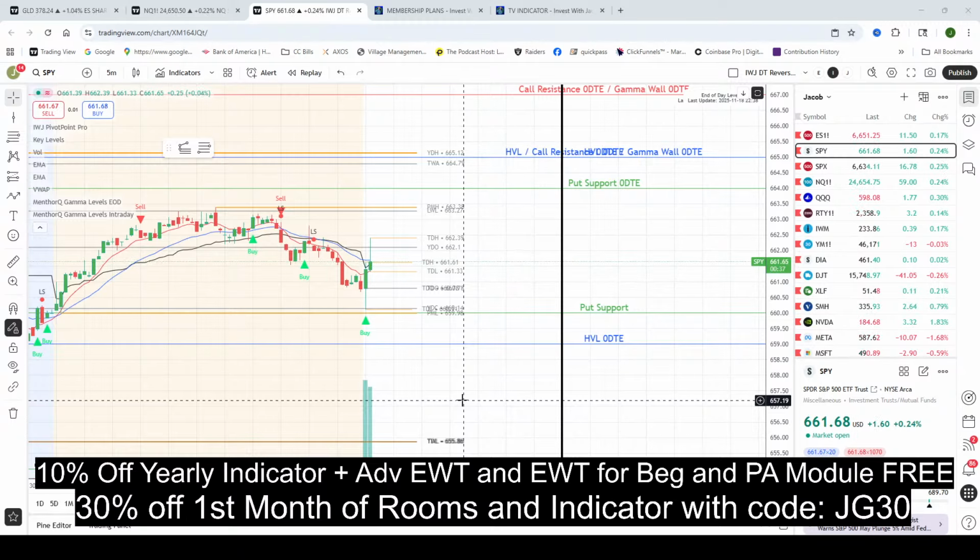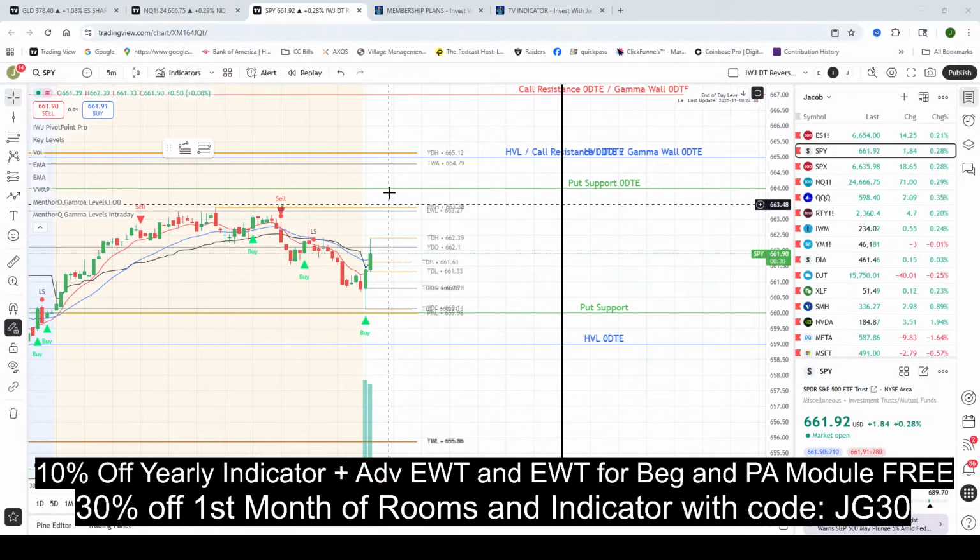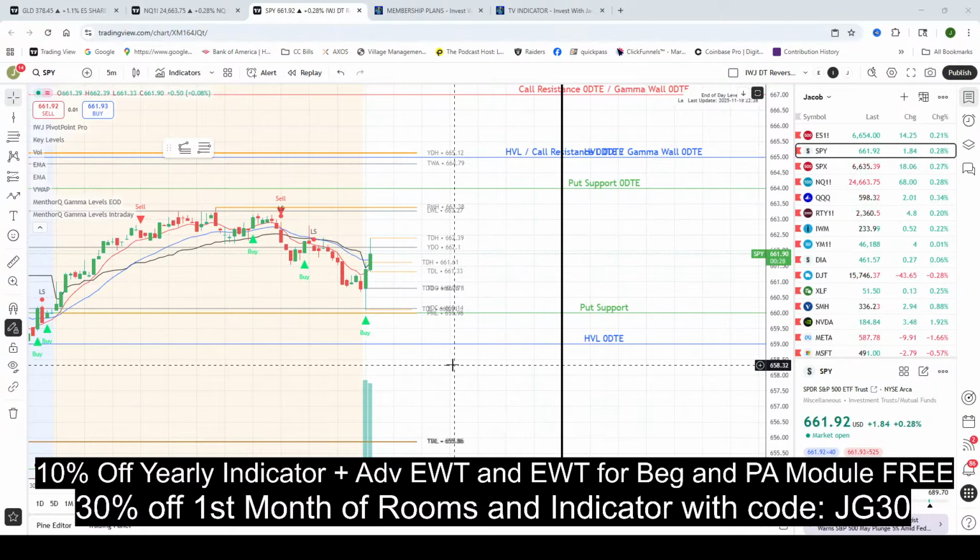Trying to hang in there. Come on, guys. Push back through. Take us up here and then give us a sell that just rocks the market. We'll take a water slide. Those are the best.